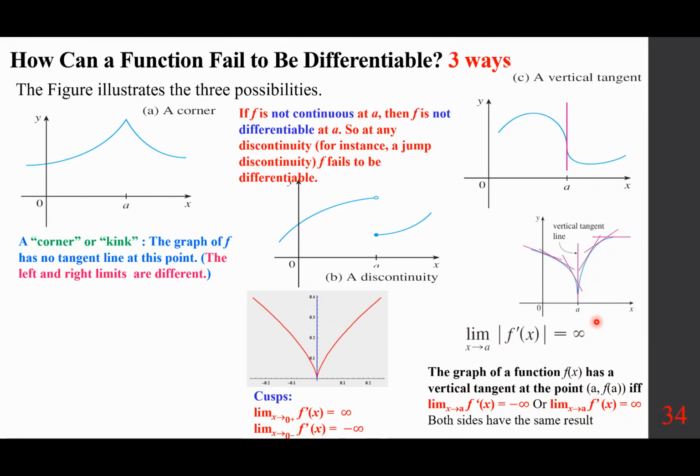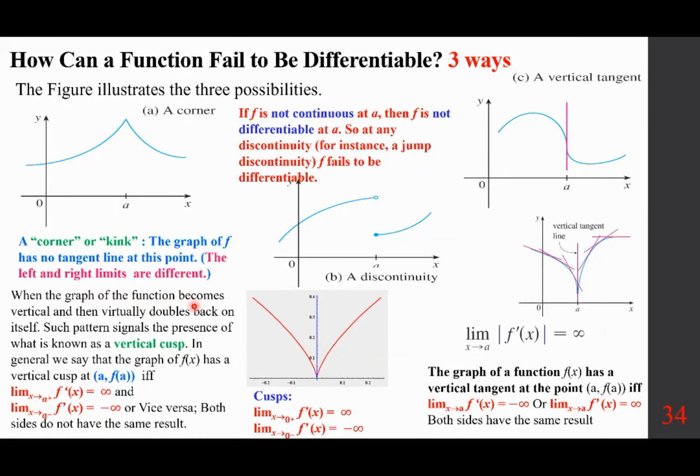We also have something called a cusp, in which case the derivative from one side is infinity, the other side is negative infinity. As you can see, for example here at 0, the limit of f prime as x approaches 0 from the right is infinity, from the left is negative infinity, which means the graph of the function becomes vertical and then virtually doubles back on itself. Such a pattern signals the presence of what is known as a vertical cusp. In general, we say the graph of f of x has a vertical cusp at the point if this happens, as I mentioned. And it's sometimes not easy to distinguish between these two.